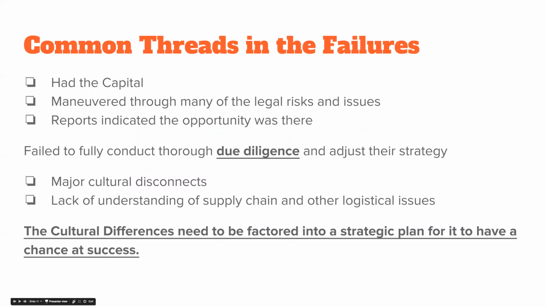There's some common threads in all these failures. In each of these instances, these companies clearly had the capital. They were able to maneuver through many of the legal hurdles and other issues that are imposed as barriers to entry into a country, and reports seem to indicate that the opportunity was there. But they failed to fully conduct thorough due diligence and adjust their strategy as necessary. For instance, they failed to look at the major cultural disconnects that existed between the service and products they offered and the culture that existed. In Target's case, they failed to understand and fully vet their supply chain distributor and other logistical issues.